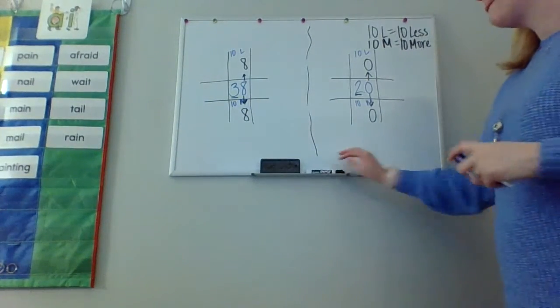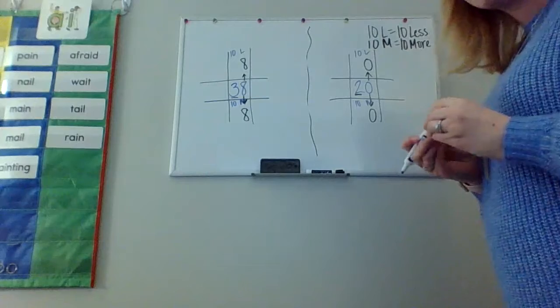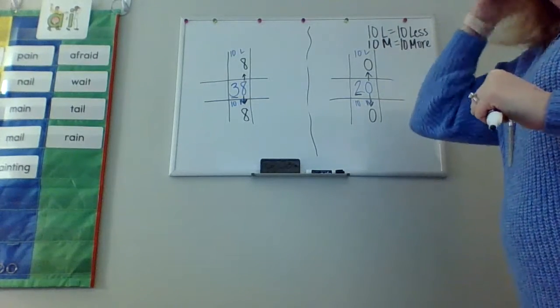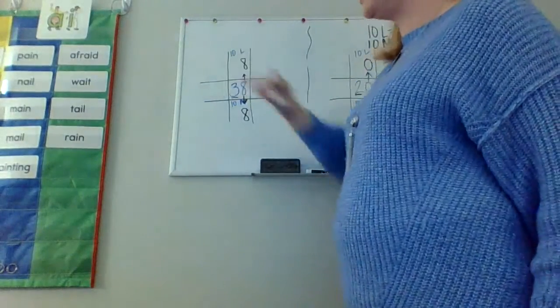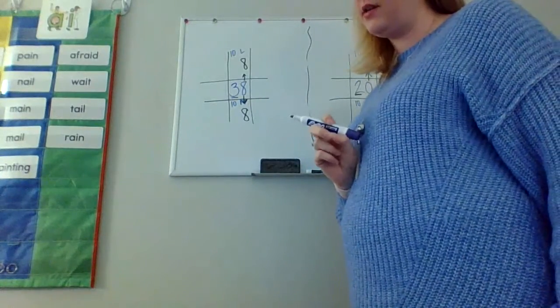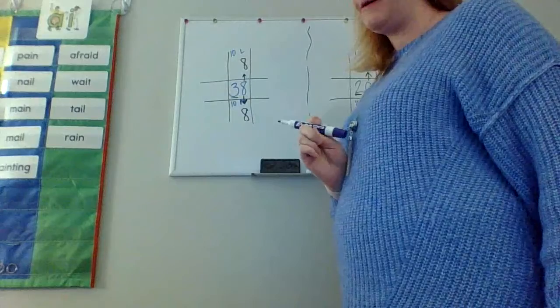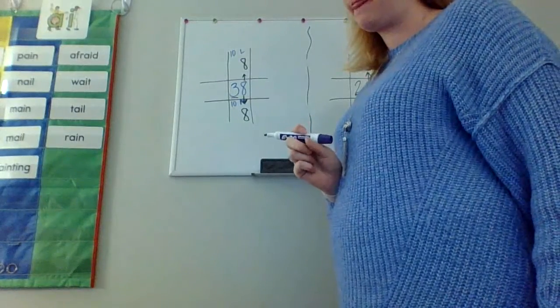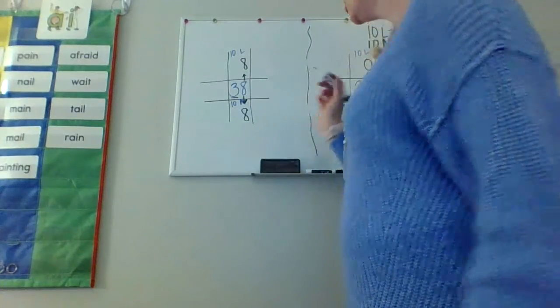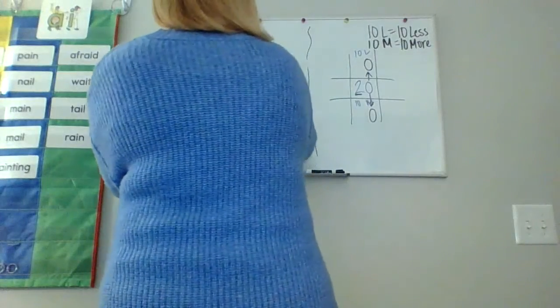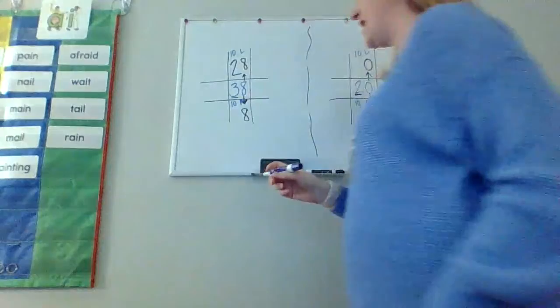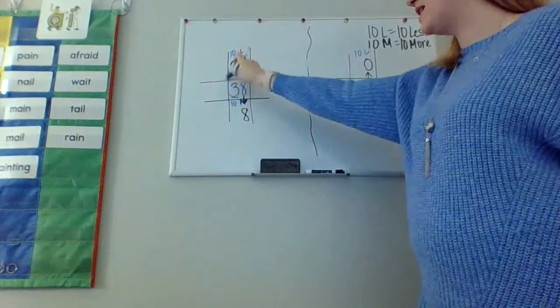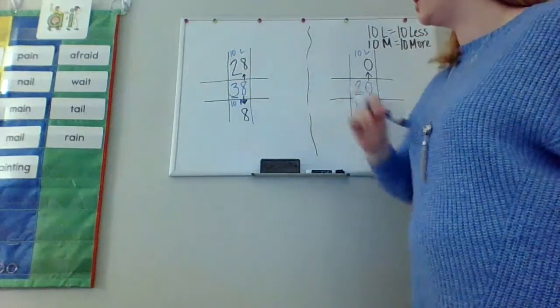So, who could tell me what is 10 less than 38? What is 10 less? This one right here. What is 10 less than 38? Gauge. Go for it, dude. 28. 28, right. I'm going down 10 from 30, which is 28. So 28 is 10 less than 38.